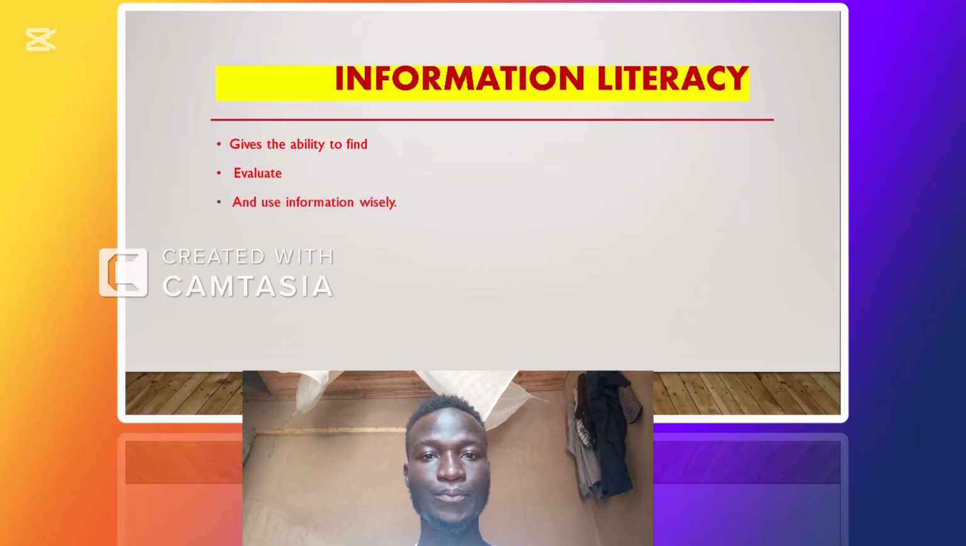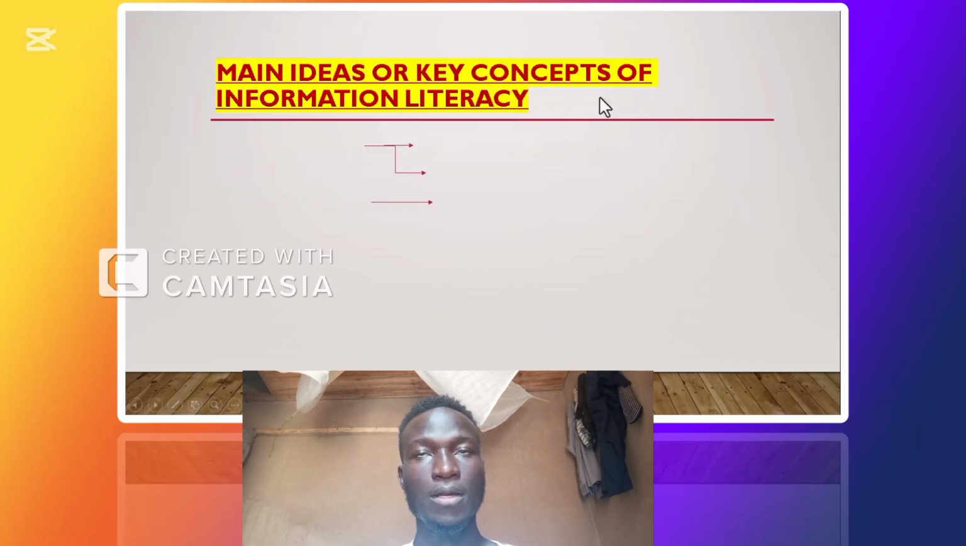Today we're going to look at information literacy. We're going to define it, and then we're going to move ahead and look at some of the key concepts under information literacy. So it can be defined as the ability to find, evaluate, and use information wisely. So that is how it can be defined.